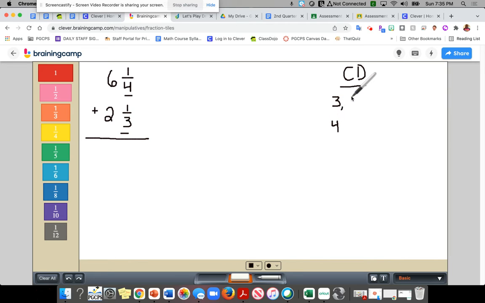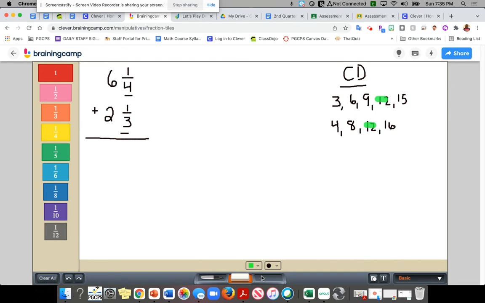So 3 is 3, 6, 9, and it's just counting by 3s and 4s, 12, and then 15. And then the multiples of 4 are 4, 8, 12, and 16. The one that they both have in common for this one would be 12. They both have a 12 as their multiple.